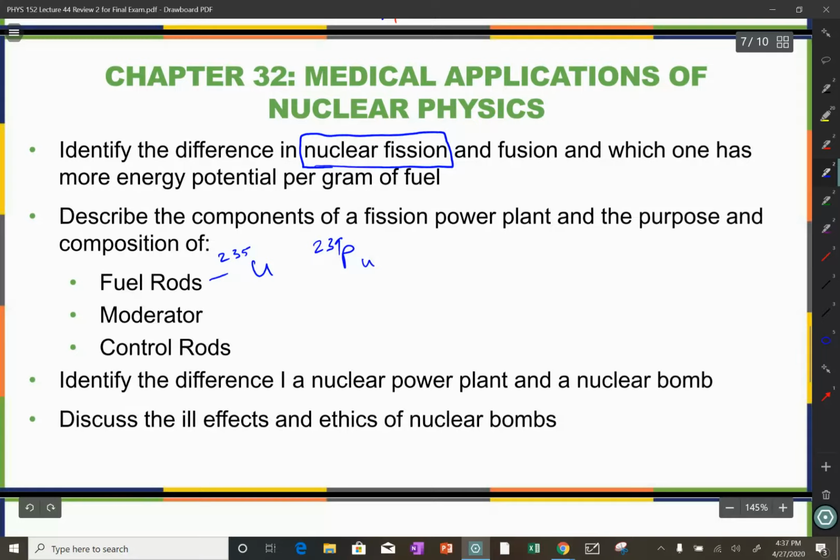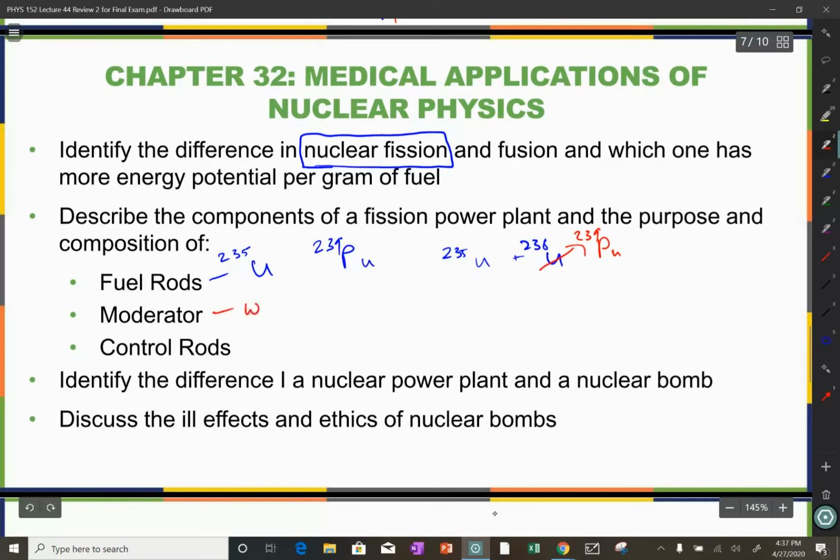And then you have some breeder reactors that are uranium-235 plus uranium-238. And the uranium-238 is built up through the reaction to produce plutonium-239 that then continues it. So those breeder reactors are converting uranium into plutonium that will then be fuel. So you have the fuel rods. They're in rods so you can easily take them out, replace them, etc.